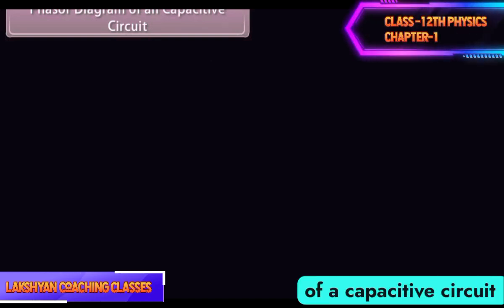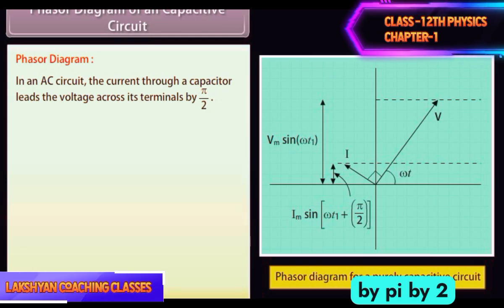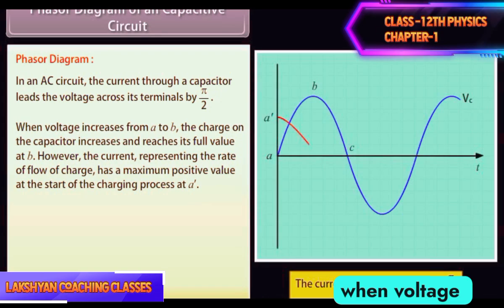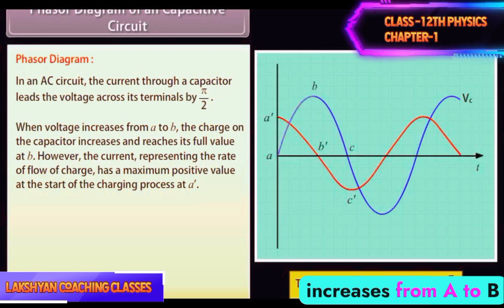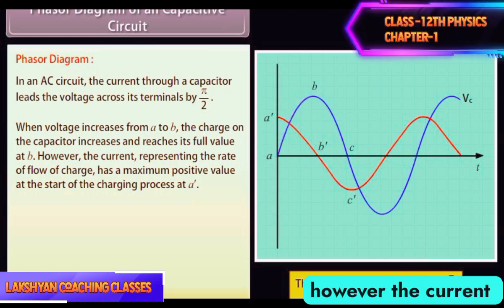Phasor diagram of a capacitive circuit. In an AC circuit, the current through a capacitor leads the voltage across its terminals by pi by 2. When voltage increases from A to B, the charge on the capacitor increases and reaches its full value at B. However, the current representing the rate of flow of charge has a maximum positive value at the start of the charging process at A'.